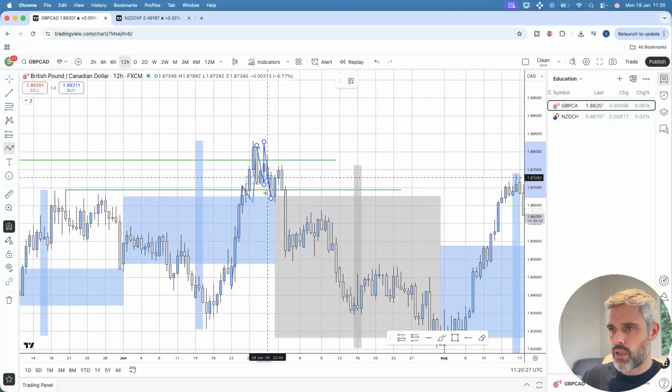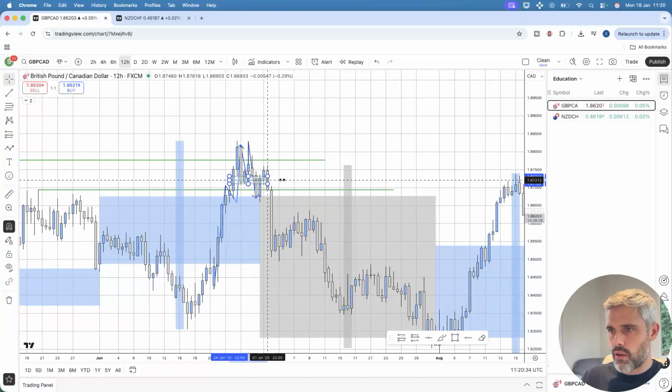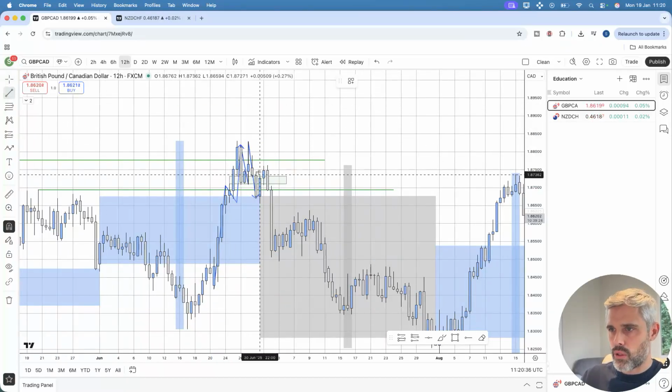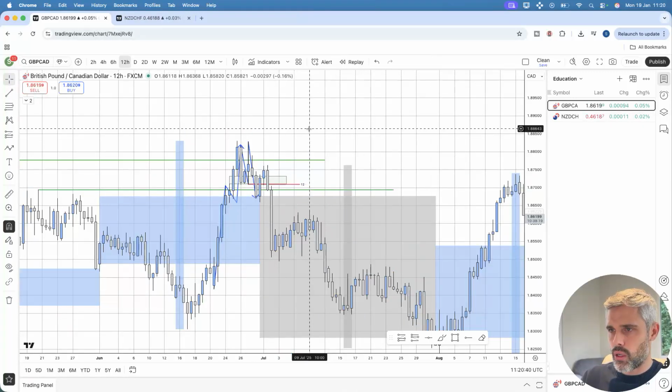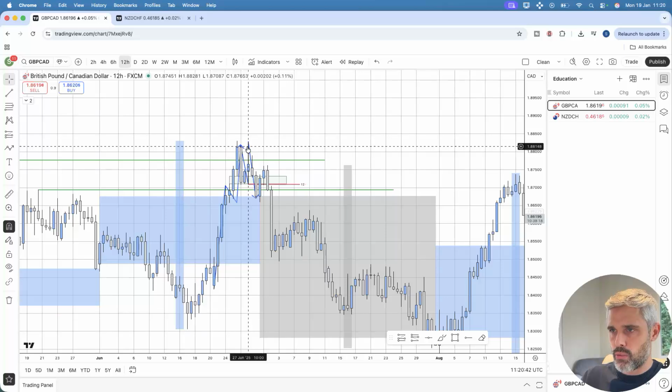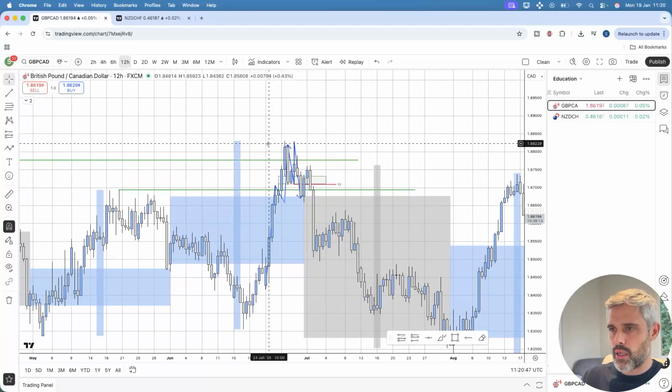We then get a shift, a true market structure shift, and a close below this fair value gap, which is then inversed. We also have the formation of a new 12-hour order block, so the last buy candle before this sell-off. So we have new bearish internal range liquidity.